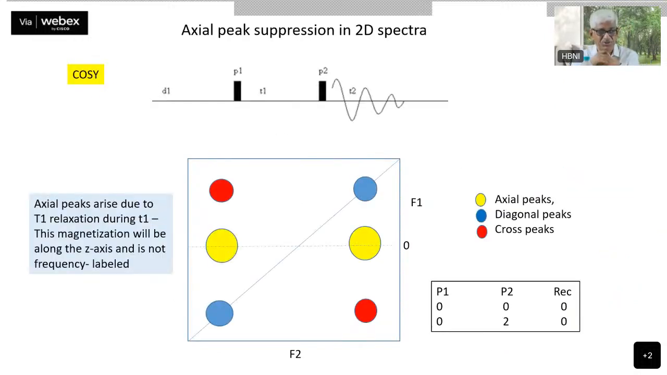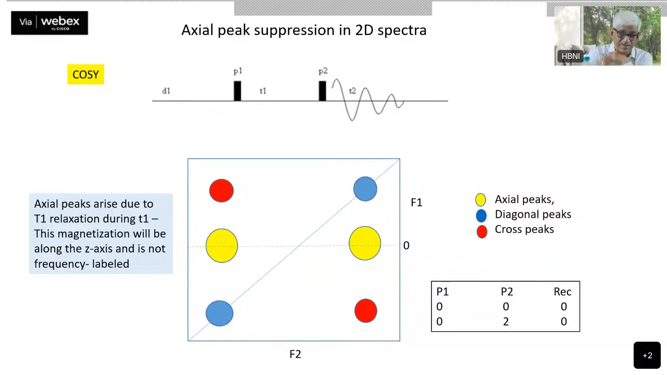Okay, what are the applications of this? I showed you the CYCLOPS, which is a standard thing in all 1Ds, we use it, CYCLOPS, to cancel out all the imperfections in the pulses. Now in two-dimensional experiments, this becomes even more important. Let's take, for example, the COSY experiment. The COSY experiment is the simple two-pulse experiment here.